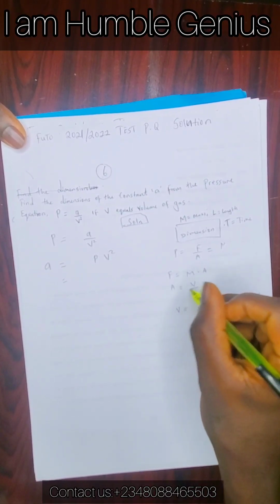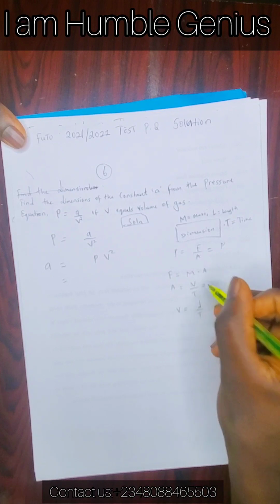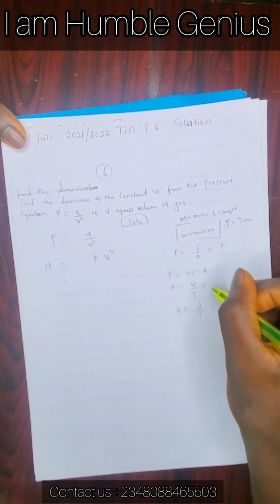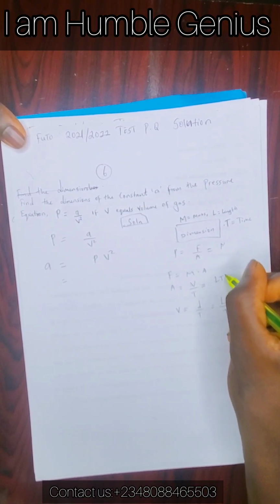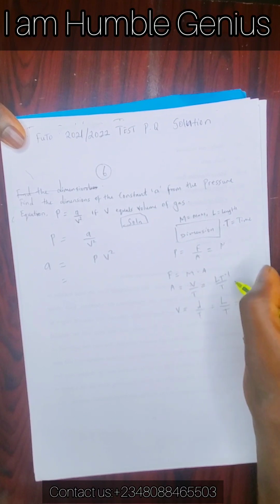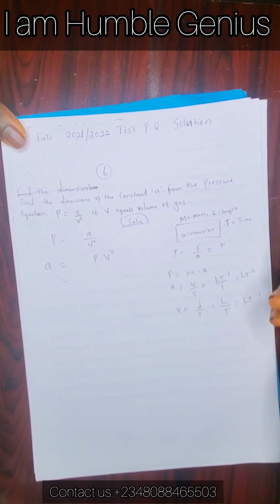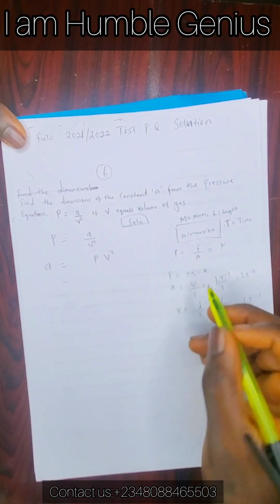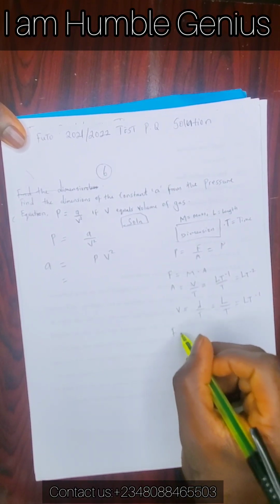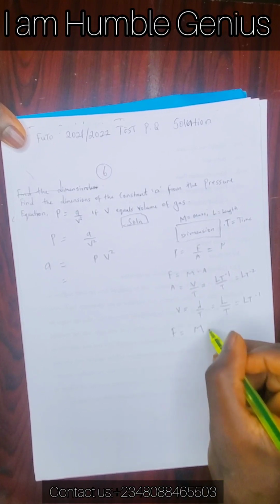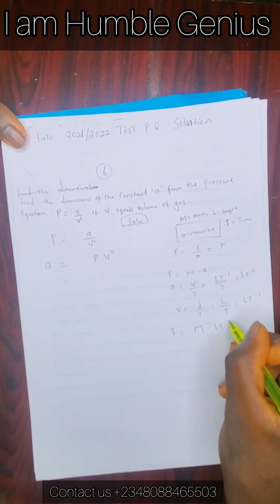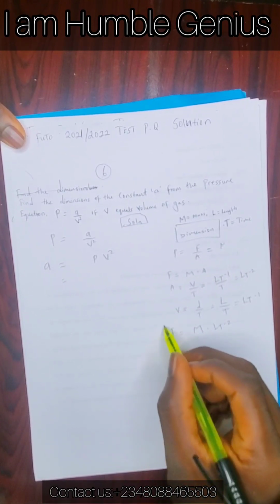So we'll bring that back here to find our acceleration. We have LT raised to power minus 1 all over T, which is the same thing as LT raised to power minus 2. So I can substitute that here for my F. My F becomes big M times LT raised to power minus 2. So that's for force.